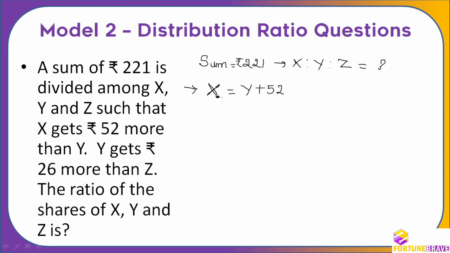Okay, x gets how much? Y, whatever y gets plus 52. This is the first information. Now there is one more information. Y gets 26 more than z. So what do they say? Y gets 26 more than z. So 26 more than z. Okay, so this is the second one.